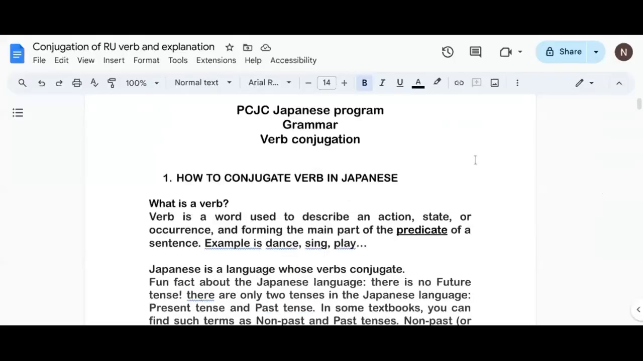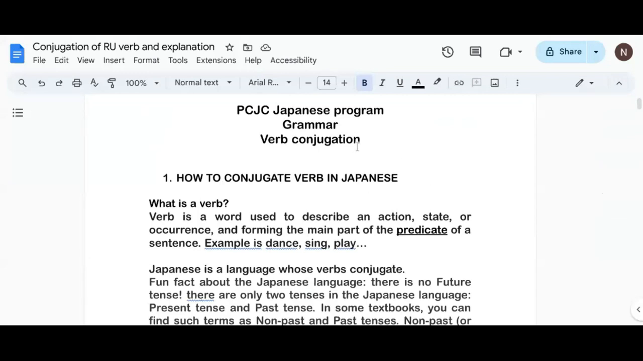Because today we're going to learn how to conjugate the verb. Okay. After the grammar that we've learned before, like the particles, it's about time for you to know how to conjugate the verb. So I'm going to share. Okay. So we are now in the verb conjugation.